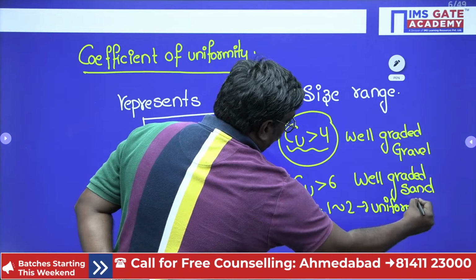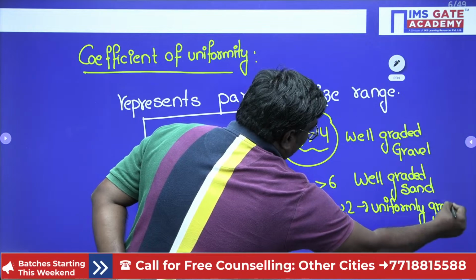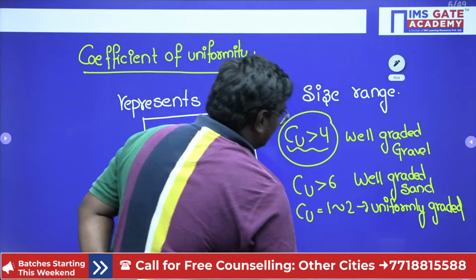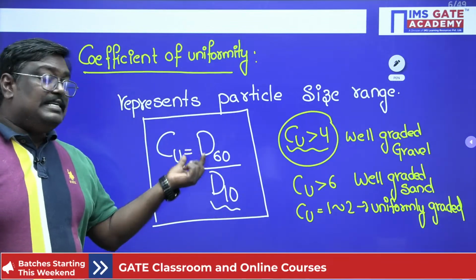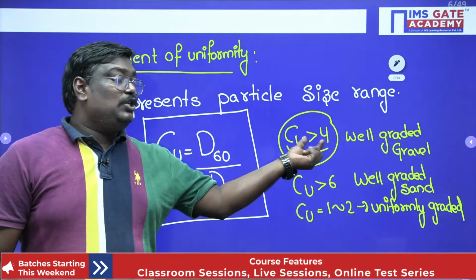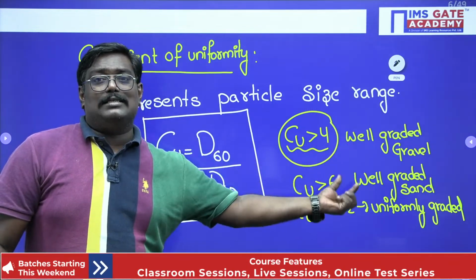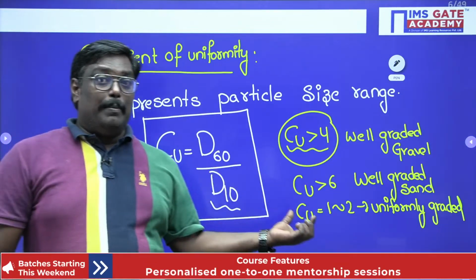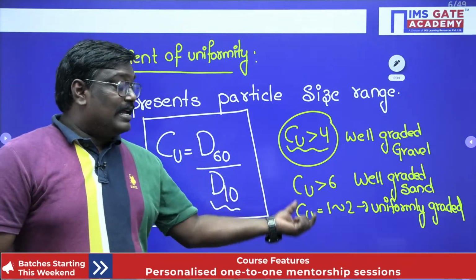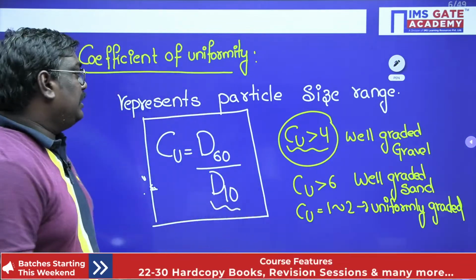So, my dear students, you study the coefficient of uniformity to get an idea about the particle size range, and we have the coefficient of uniformity formula D60 upon D10, where Cu greater than 4 represents well-graded gravel, and Cu greater than 6 represents well-graded sand. When the value of coefficient of uniformity is between 1 and 2, then it is represented as uniformly graded soil. I hope this is clear for you.